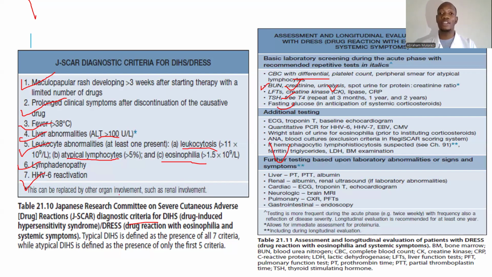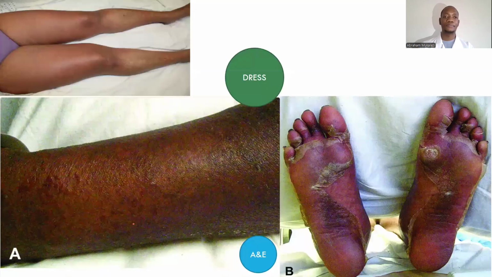I told you that even after you treated your patient with DRESS, you have to follow them up because of the long-term complications, which include the heart and also the thyroid gland. So all these other tests can also be done depending on how your patient presents.